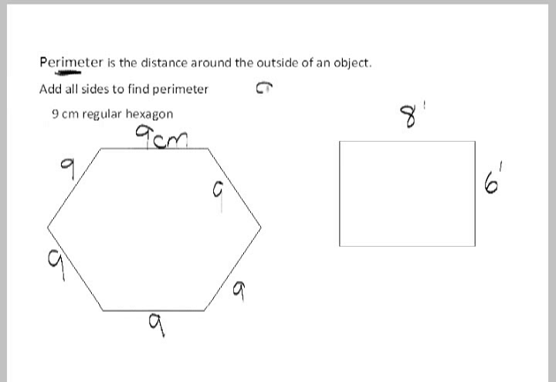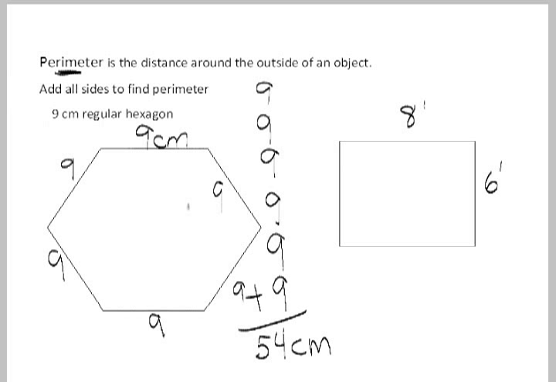So we would do 9 plus 9 plus 9 plus 9 plus 9 plus 9. So the perimeter then is 54 centimeters. So that is the distance around the outside edge of this object. We're tracing around the object.